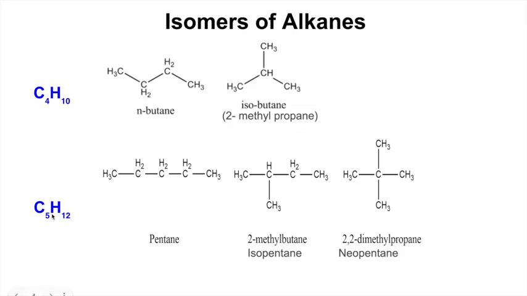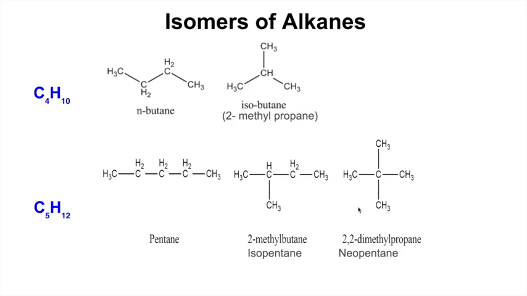Another molecular formula, C5H12. This is pentane. Another structure is 2-methylbutane. You can say isopentane. As I said earlier, the second last carbon has only one methyl group. It is called iso. So this is isopentane.